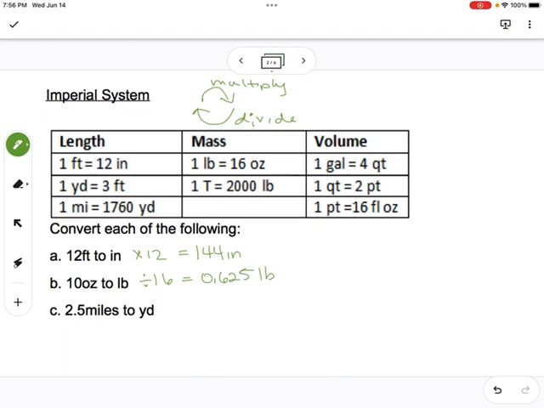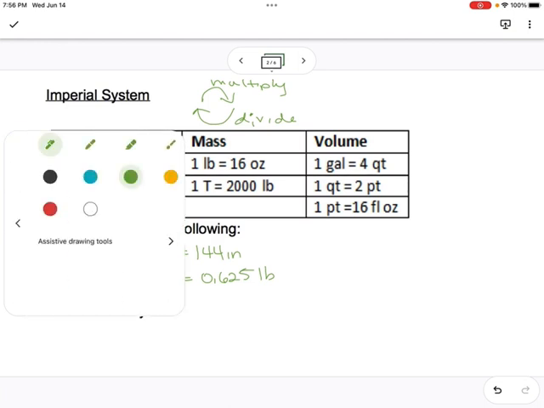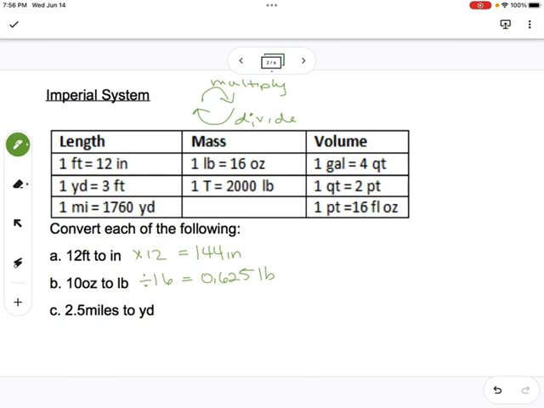And the last example, going from miles to yards. Miles to yards is right here. Since we're going left to right, we're going to multiply, so it will be 2.5 times 1,760 gives us 4,400 yards.